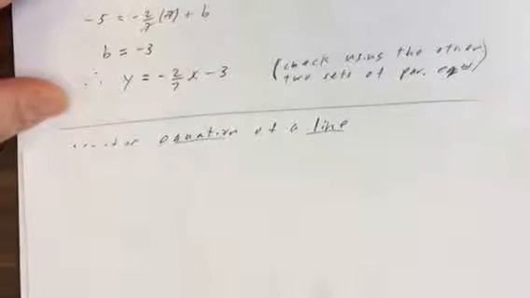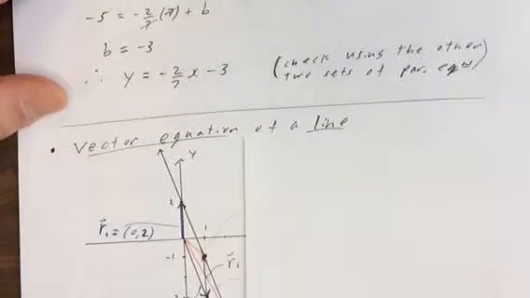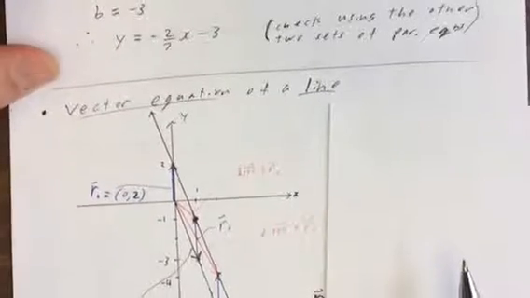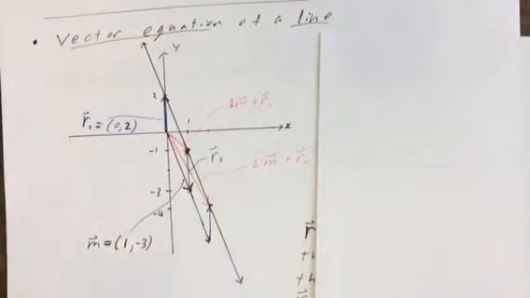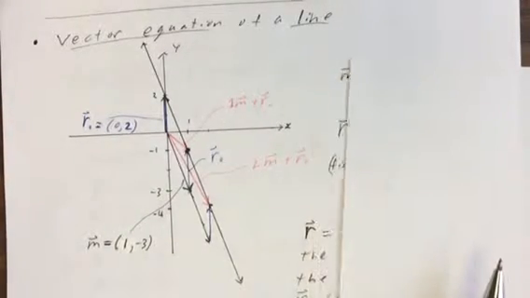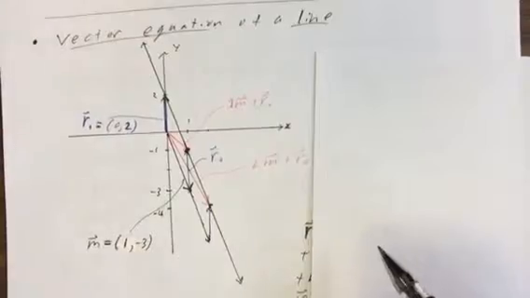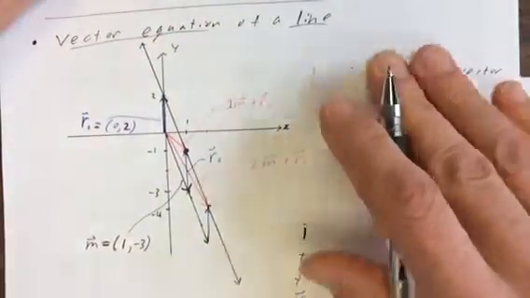Vector equation of a line. Okay, so we're going to take a look at this. I've drawn a bunch of stuff out here for you, so let's take a look at it. We're using the same line that we had before: y equals negative 3x plus 2.